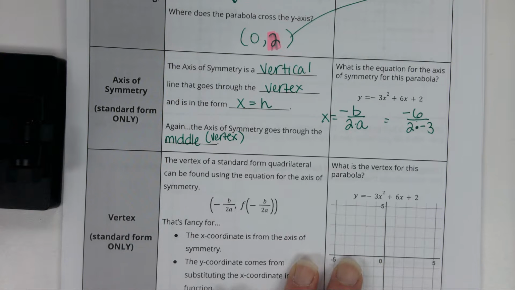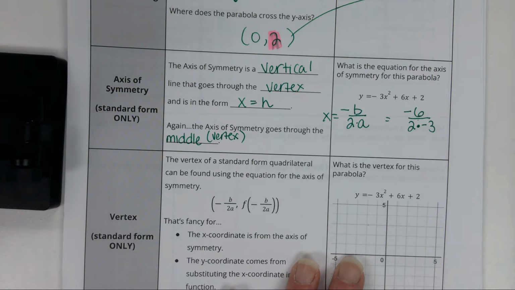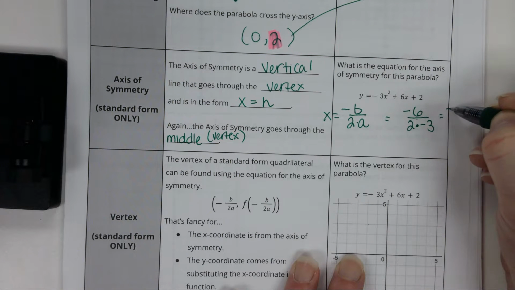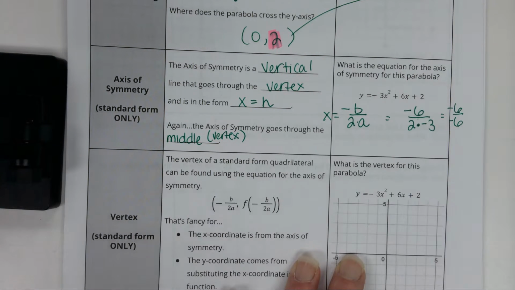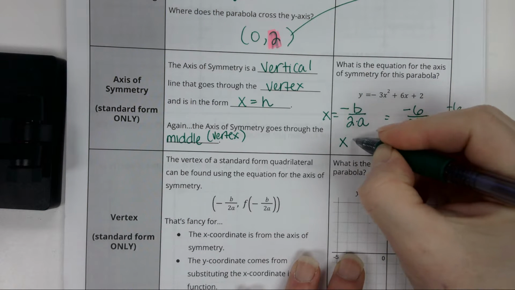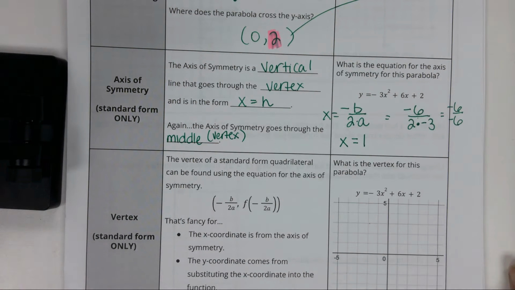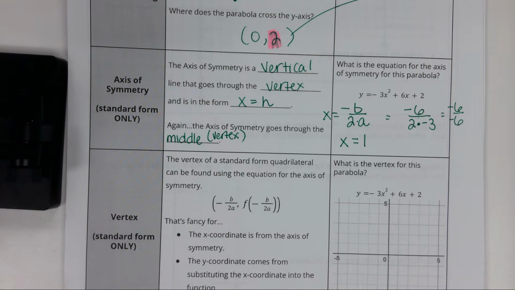All right, this one we can do in our heads. We don't have to use a calculator, I hope. Isn't this negative 6 divided by negative 6? Yes, what is that? 1. So the axis, which is the same thing as the first coordinate of the vertex, is 1.